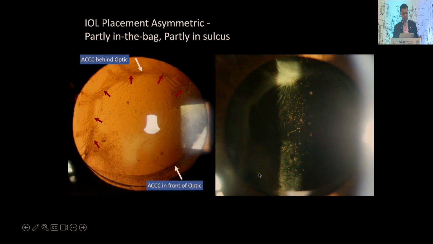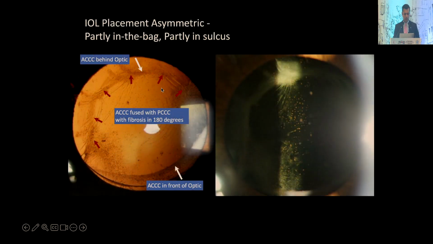These are all animations. This is another patient where I wanted to go back to this. This patient came to us, was extremely unhappy because he had visual problems. And if you notice, the moment we did a UBM, we realized that somebody had put a multifocal lens, partly in the bag, partly in the sulcus. And the doctor was getting the blame for the multifocality.